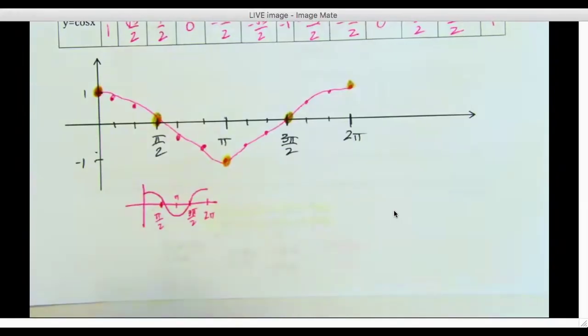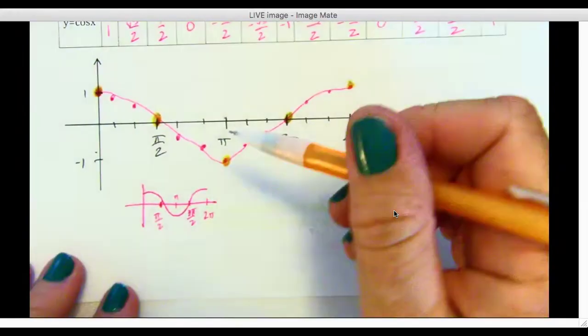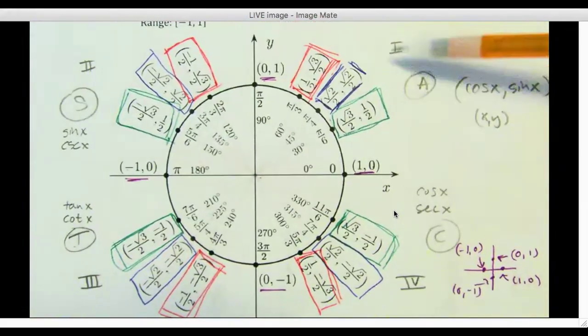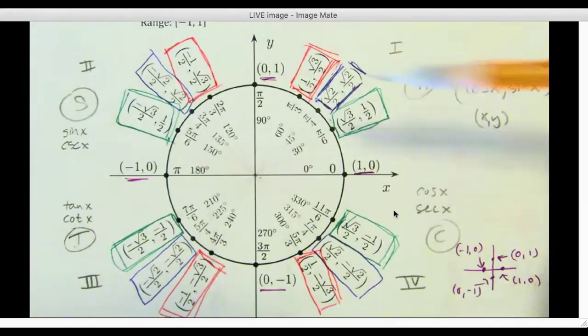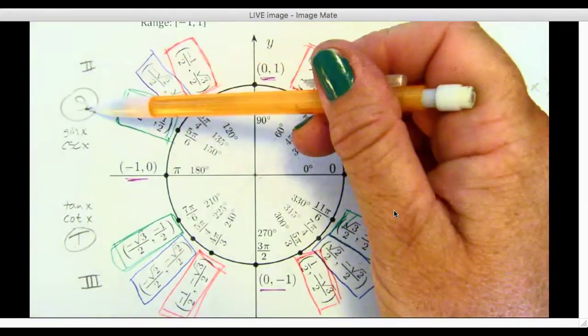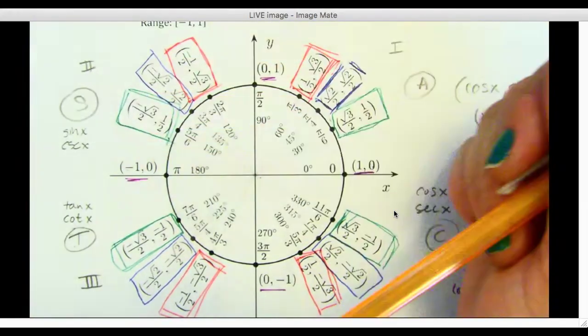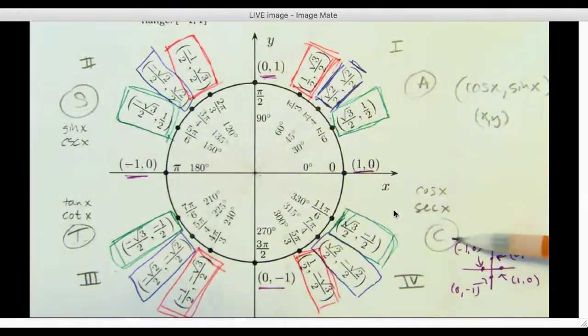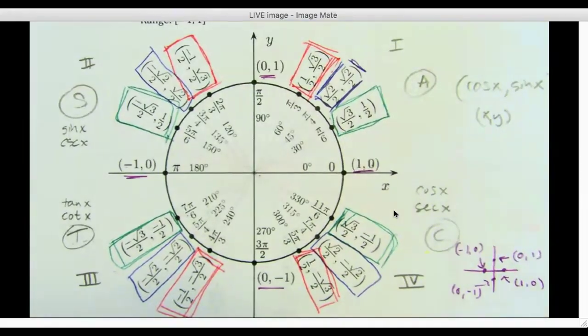If you're looking at your graph, your unit circle here, if you think back to quadrant 1, 2, 3, and 4, quadrant 1, all of them are positive. Quadrant 2, only sine and cosecant are positive. Quadrant 3, tangent and cotangent are positive. In quadrant 4, cosine and secant are positive. And so we can use that information and connect it to these graphs here.